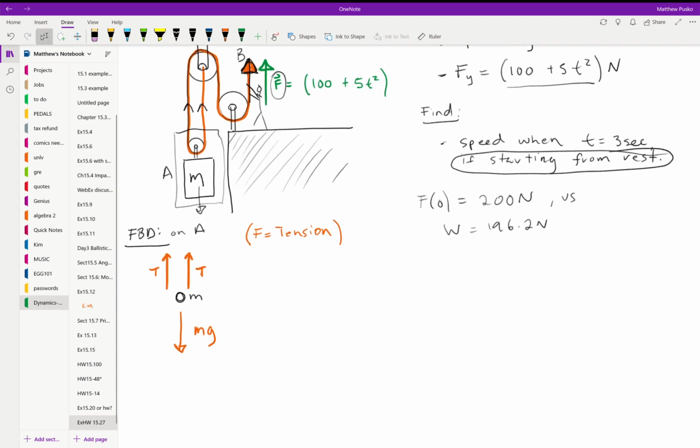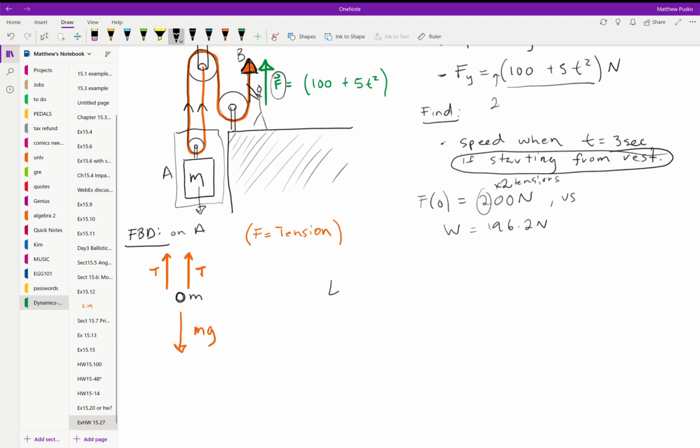So we know it will move at least the instant we start the problem. We don't have to wait till some time t before motion begins because the force will be greater than the weight. And by the way, there's a 2 here because I've got two tensions, if you're trying to calculate that in your head or something. I put a 2 right there, and I'm about to do that again.